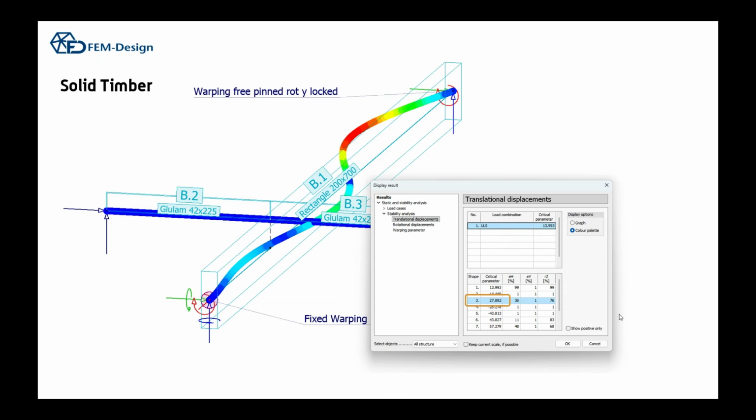And if you look at those stability modes, now we get those lateral torsional buckling modes, or mostly it's like torsional buckling, because this is a timber section and the St. Venant is really high.